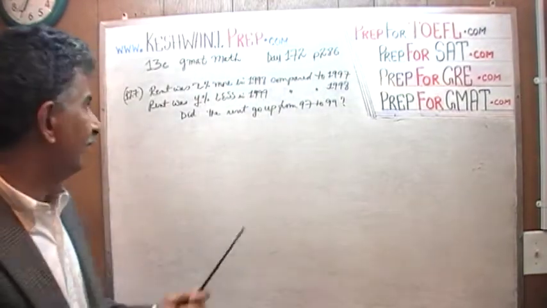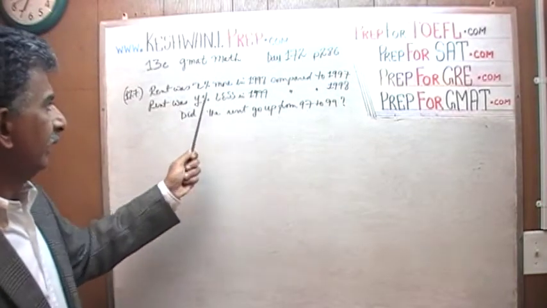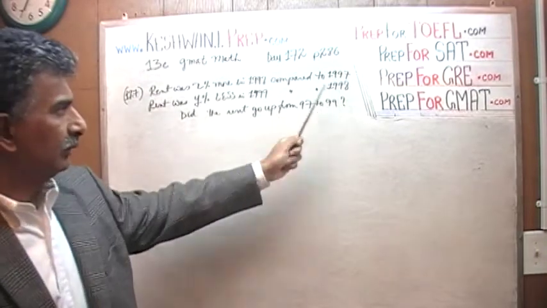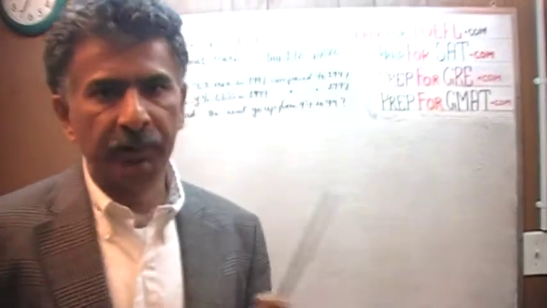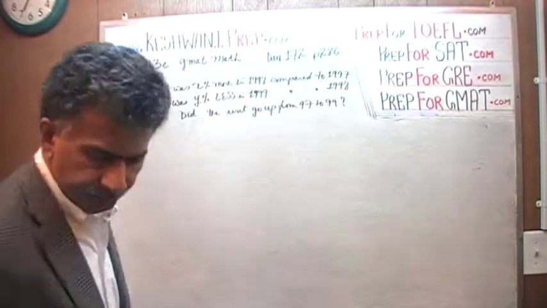They go on to tell us that in 99 the rent was Y% less in 99 compared to 98. The question simply is, did our rent go up over the 2-year period? That's all it is. Did our rent go up over the 2-year period? Let's see what they tell us.